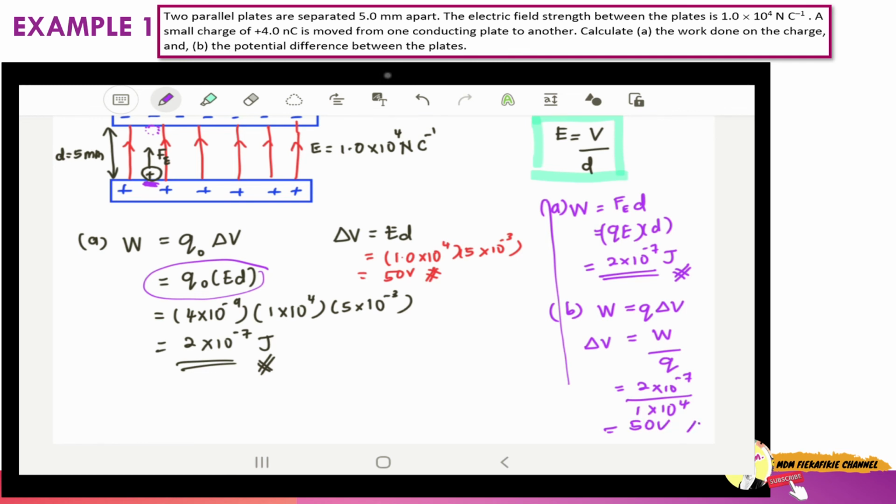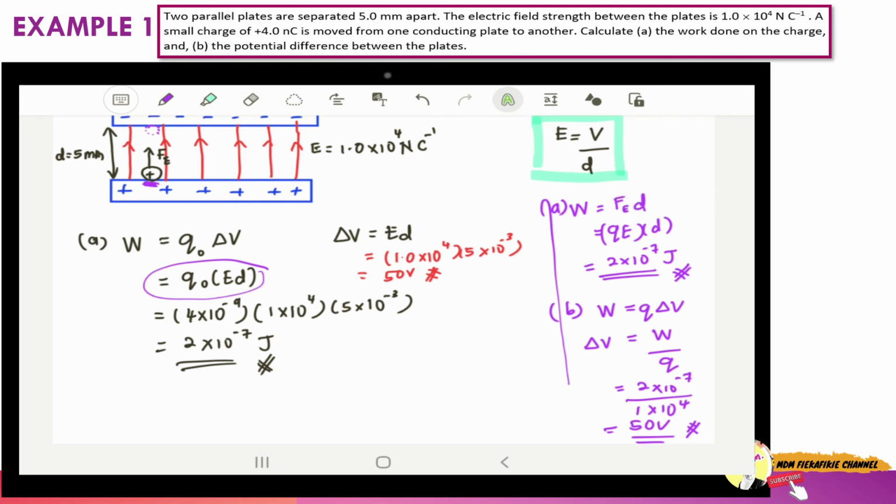Okay, so we have two methods here in order to solve for these problems. You can start your solution with the equation W equal to Q delta V, and then find delta V equal to ED, or you can start your solution with this equation, since the definition of work is the amount of force times the distance.